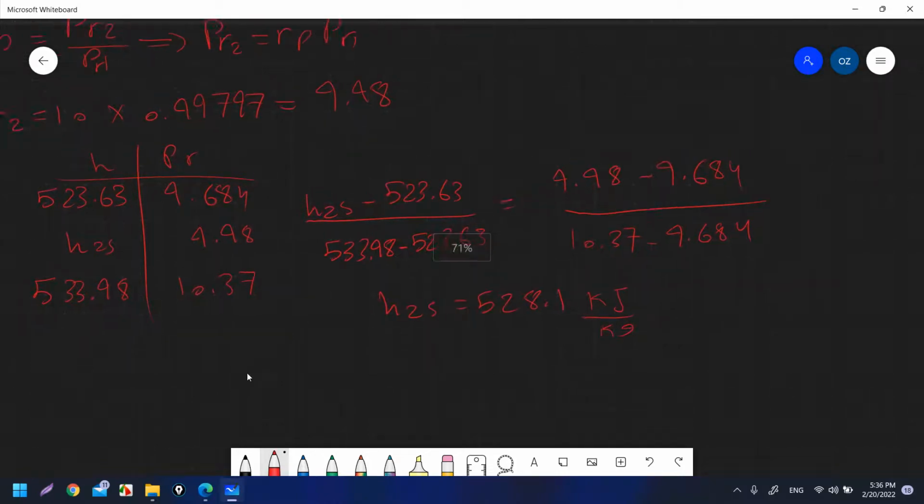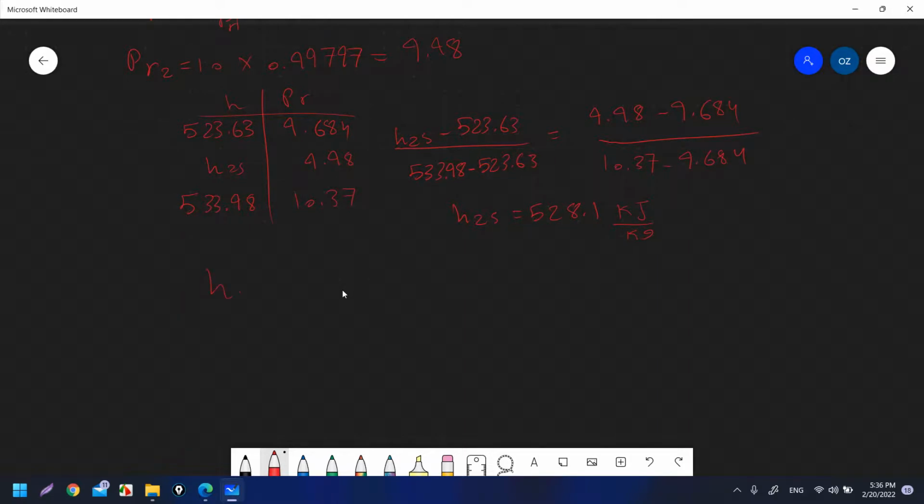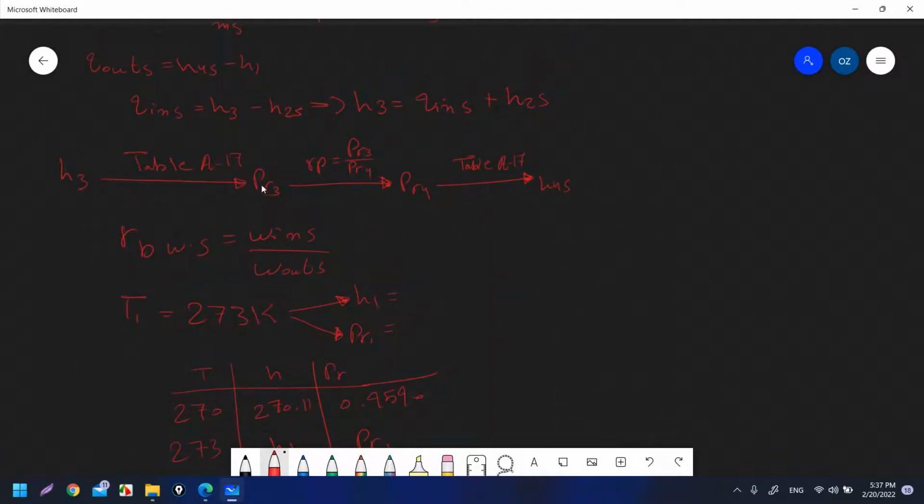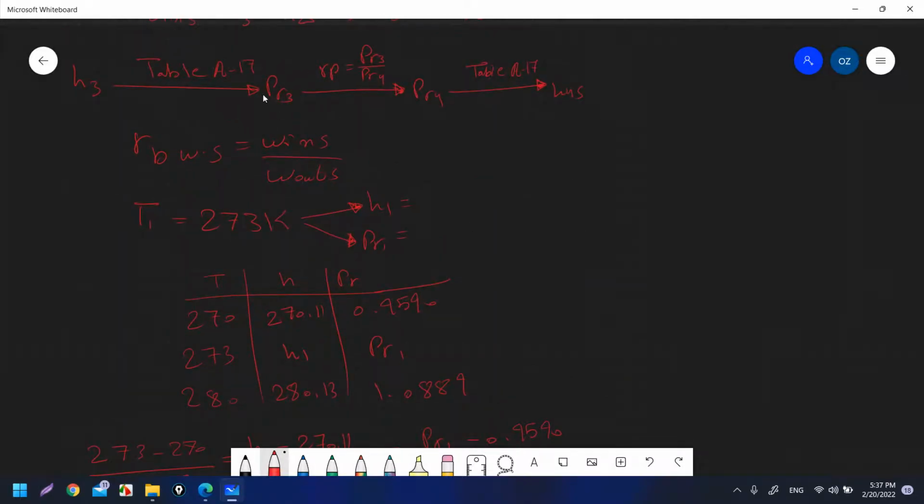And now I can find H3 using the equation of the Qin. H3 is equal to Qin S plus H2S. Qin S is 500 and H2S is 528.1. So H3 will equal 1028.1 kilojoule per kilogram. Okay, now I found H3. I want to find H3 because then I will use it to find PR3, then find PR4 in order to find H4S. So the next step is to find PR3.